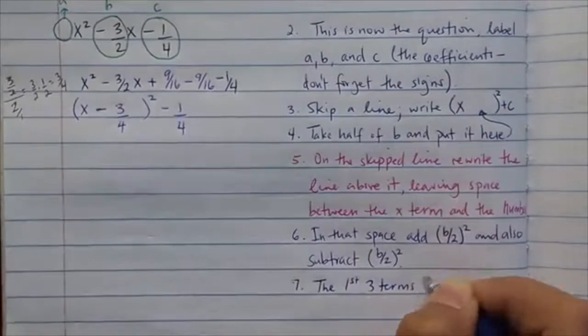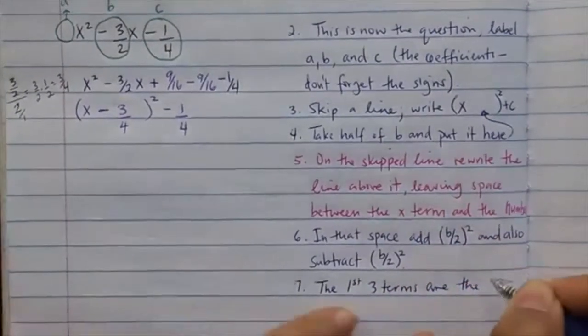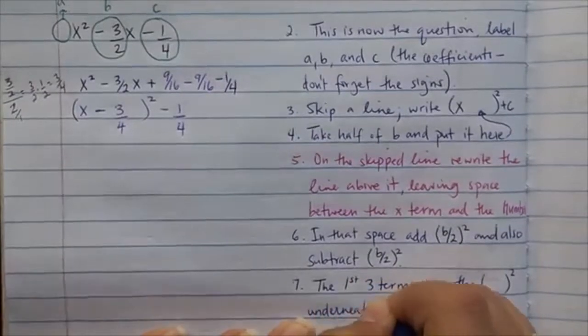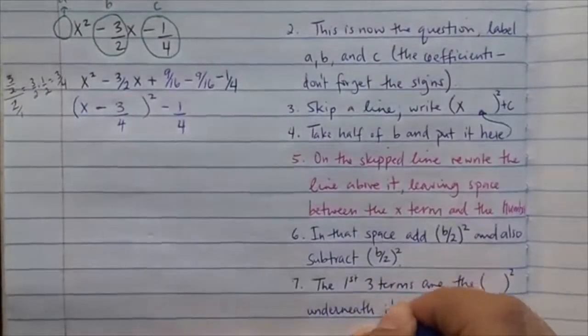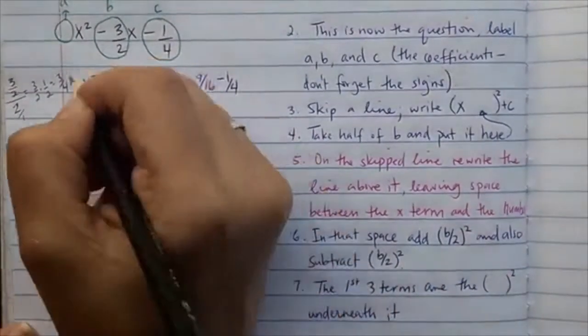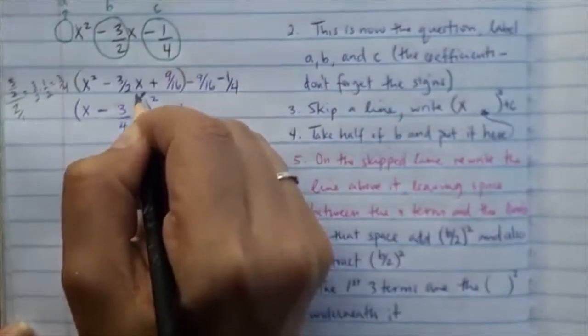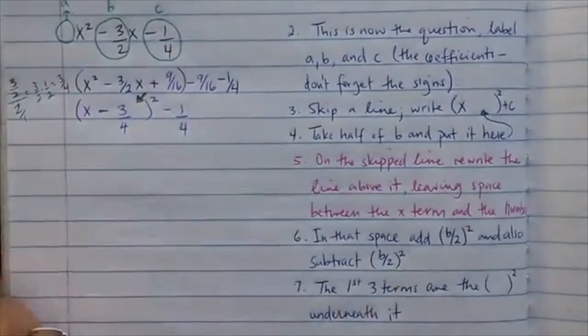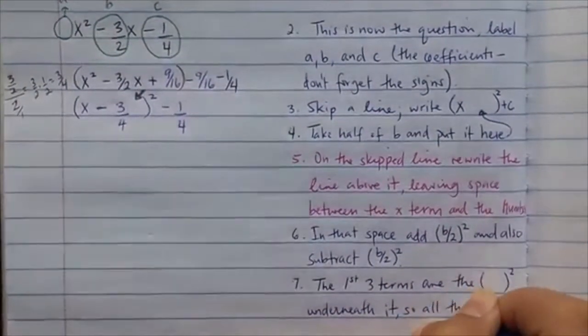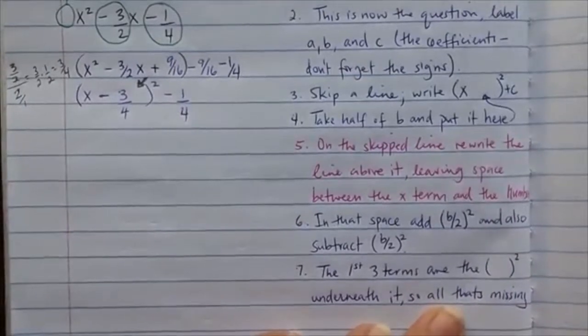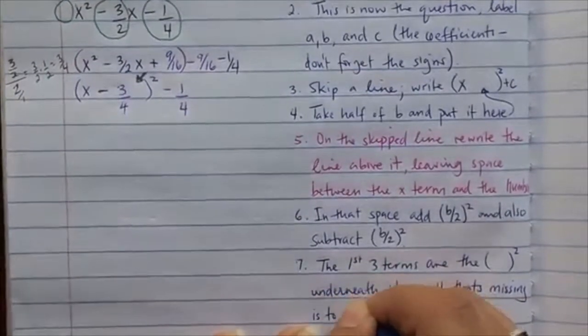Number 7, the first 3 terms are the parentheses squared underneath it. So all that's missing is to subtract b over 2 squared. So let's take a look at it. So those first 3 terms are that whole parentheses squared. And then if you can see, we've got negative 1/4 on both lines. The only thing missing is that negative 9 over 16, or in other words, the b over 2 squared.